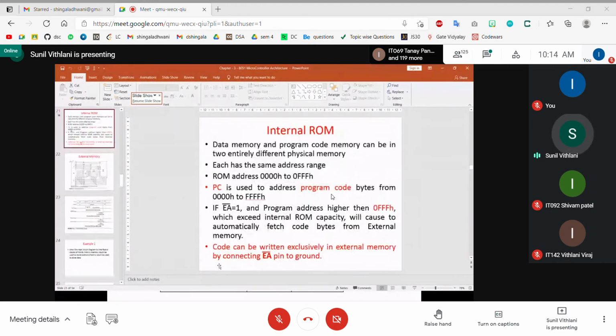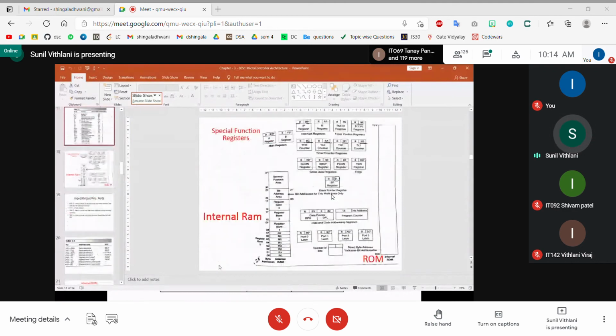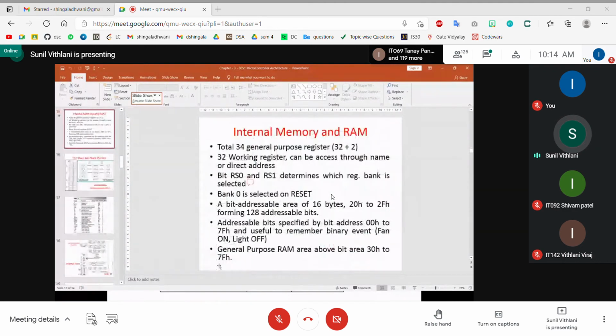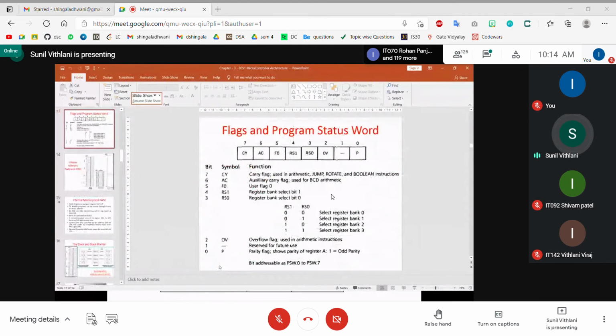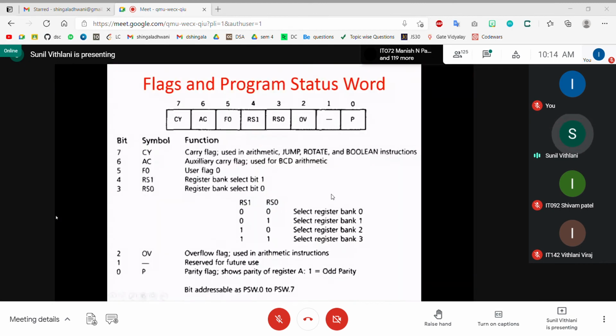बैंक जीरो, बैंक वन, बैंक टू, which bank is there, कौन सी बैंक है, वो कहाँ से पता चलेगा? It will be selected based on this PSW. This is the PSW format. So based on this, ये दो बिट है, these two bits are there. Based on these two bits, it will give you information whether this R5 will be from bank 0, bank 1, bank 2 or bank 3.